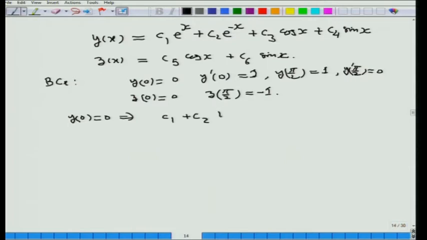So, invoking these boundary conditions, y 0 equal to 0 implies that c 1 plus c 2 plus c 3 equal to 0. y prime 0 equal to 1 implies c 1 minus c 2 plus c 4, because this will become cos x and at 0 it will be 1. So, c 4 equal to 1.